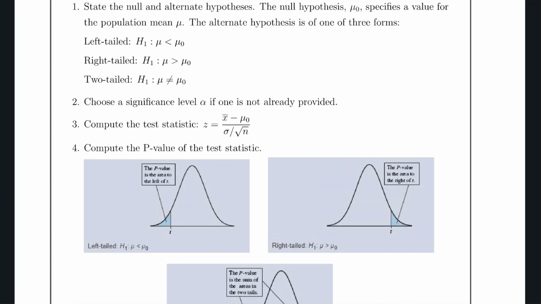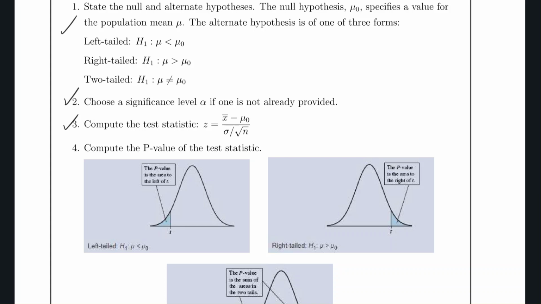Step 1 is just like before with the critical value method. State the null and alternate hypotheses. And remember what happens if you're in a left tail, right tail, or two-tailed. Okay, next choose a significance level alpha if it's not already provided. So we've got step 1, step 2. Step 3: compute the test statistic z, same as before with the critical value method.